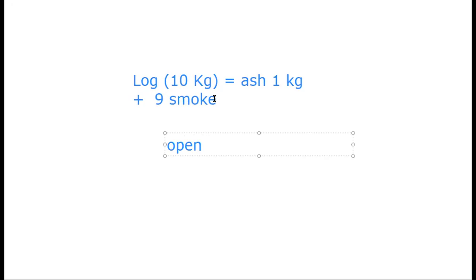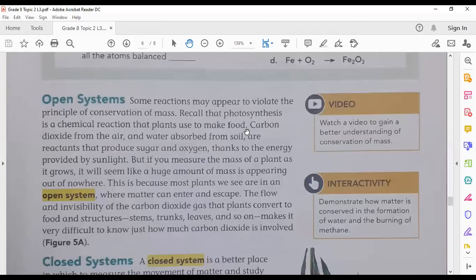So this type of reaction seems to violate the law of conservation of mass. Scientists or people in the past thought that the mass is not conserved. But if you do this reaction in a closed system, it is easy to find the total mass.